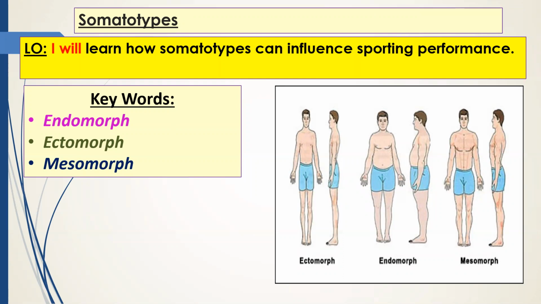To keep it nice and simple in your head, you just need to remember that endomorphs are the fat people, ectomorphs are the skinny people, and mesomorphs, if you remember, the M is for muscular.